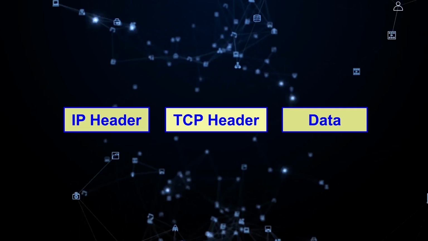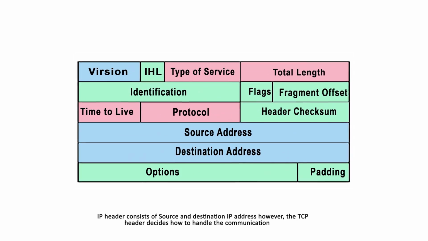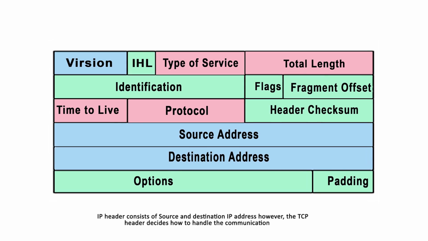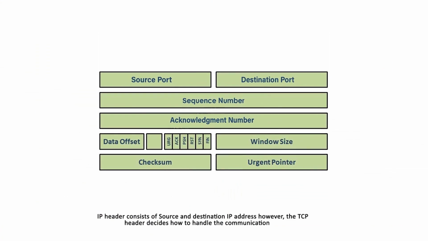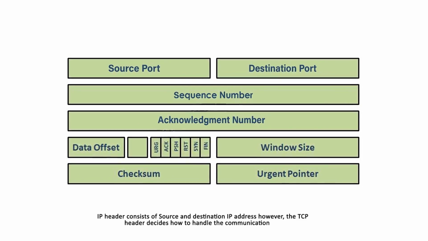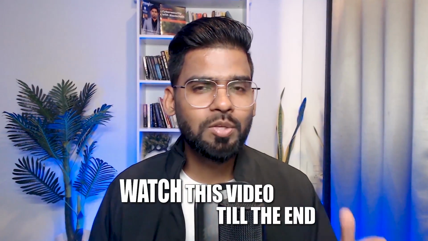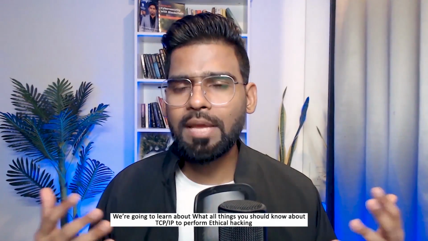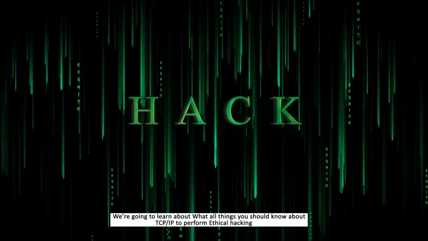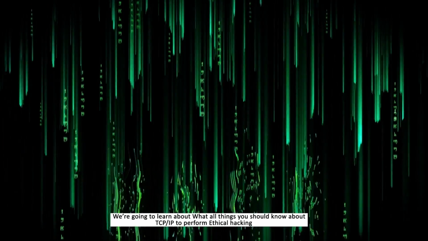In every client-server communication, the data packets consist of the IP header and the TCP header. The IP header consists of the source IP address and the destination IP address. However, the TCP header decides how to handle the communication. Watch this video till the end because we are going to learn about TCP/IP, what you should know about the TCP/IP stack in order to perform ethical hacking.